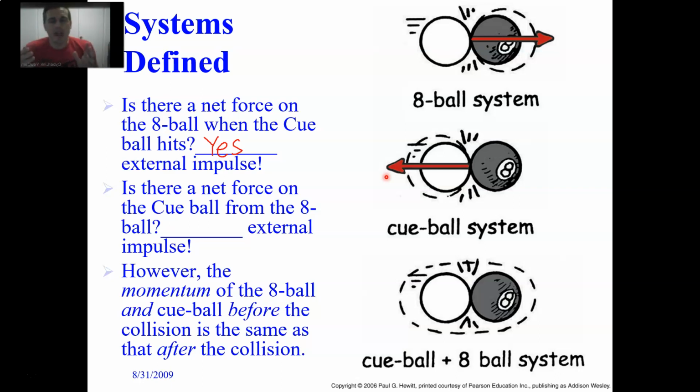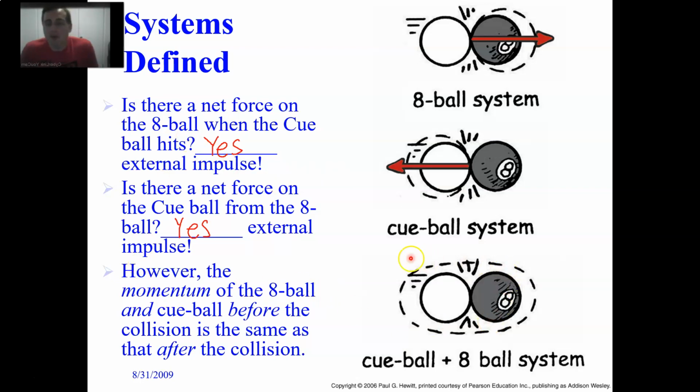So, that being the case, from Newton's third law, these two forces are equal and opposite, but they're different free body diagrams, either the 8 ball system or the cue ball system. So the question is, will we have an external impulse on the cue ball? Well, the answer is also going to be here, yes. Okay? So here, though, is the million-dollar question.